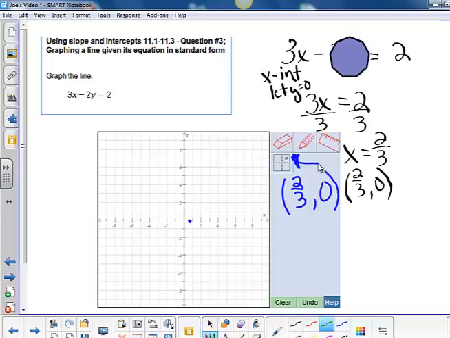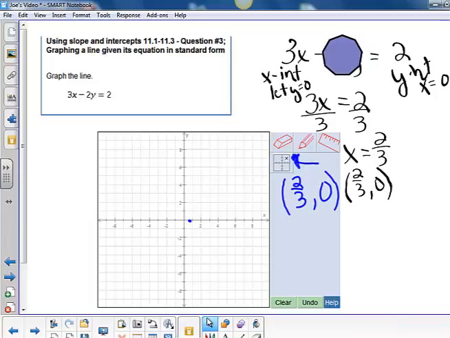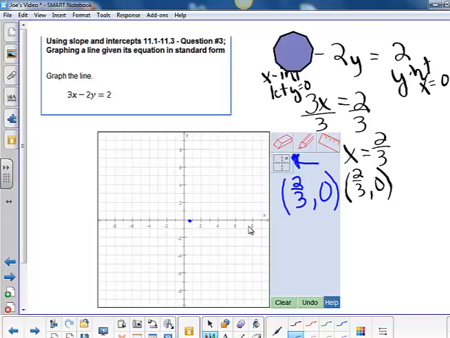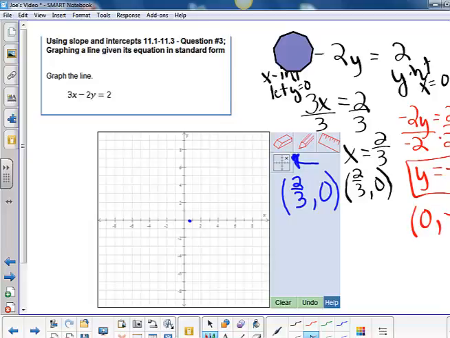Okay, now let's find the y-intercept. So remember when we find the y-intercept, x equals 0. So I want to move this over here. I'm going to cover it up. X equals 0. So I'm going to let x equal 0. So I have the equation negative 2y equals 2. I divide both sides by a negative 2. Y equals negative 1. So this is the ordered pair 0, negative 1.